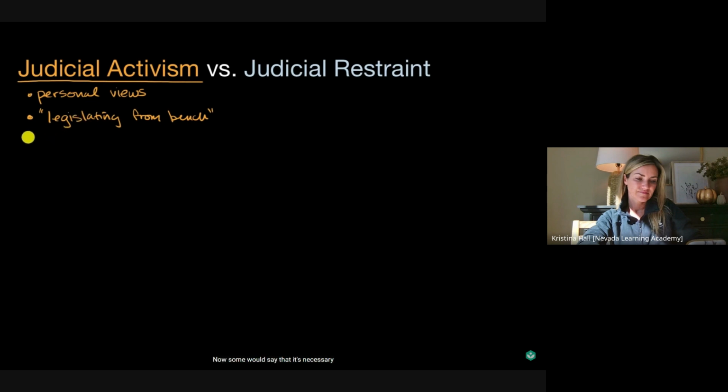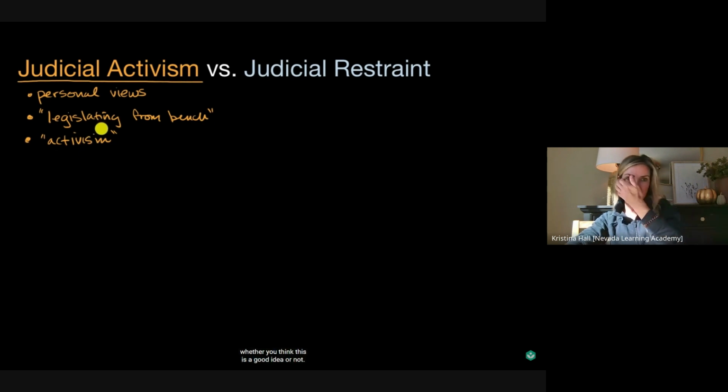Now, some would say that it's necessary for the judiciary to do this because they are interpreting the Constitution in the world as it is, and the world that we are in changes over time. So it is really a form of positive activism, that they are defending liberties and rights, especially in the social context that we're in. I'll leave you to decide whether you think this is a good idea or not.